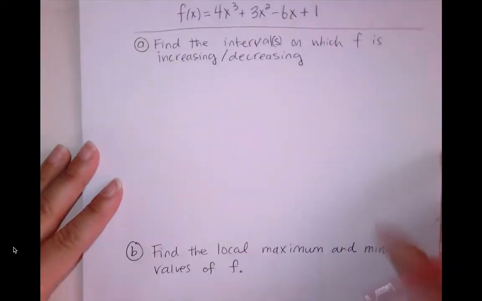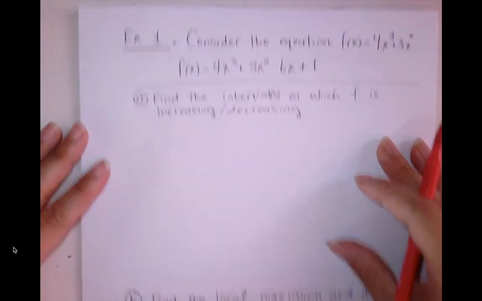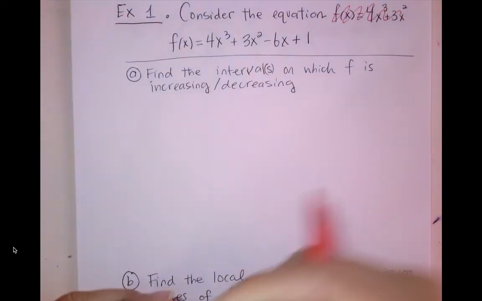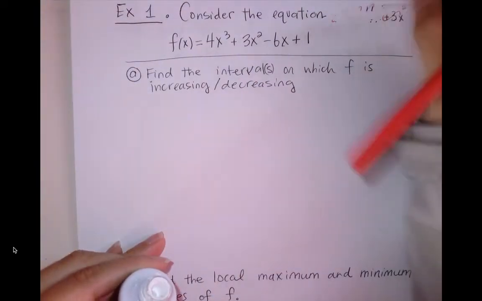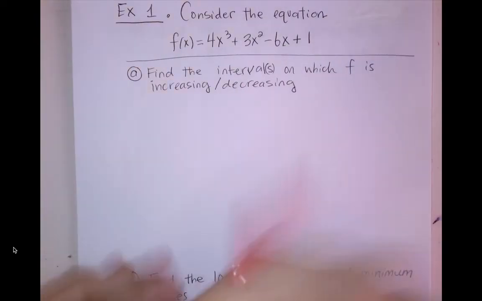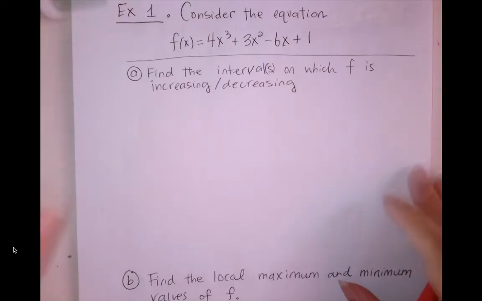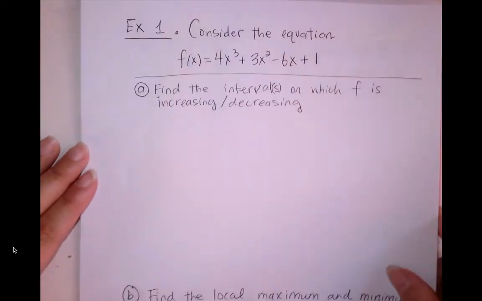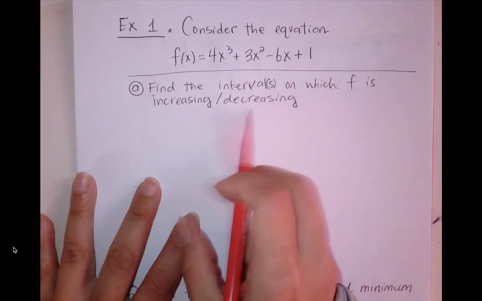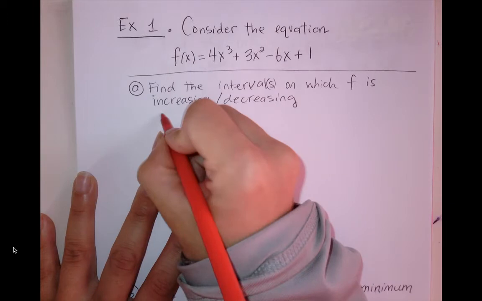Okay, so let's do one of these. This is a polynomial function, and we're going to sketch the graph of this function and break it down using all those tests I just mentioned. The first thing I want to do is find the intervals on which f is increasing or decreasing. So I'm going to take the derivative.